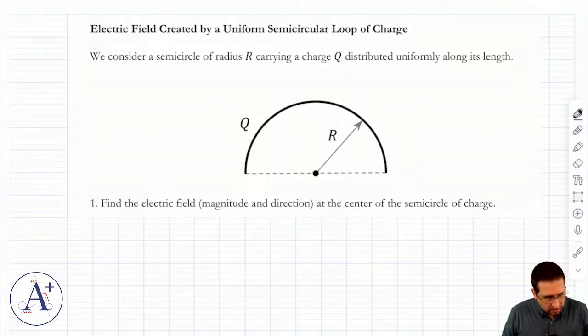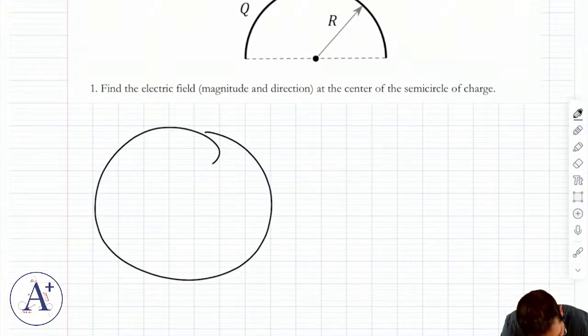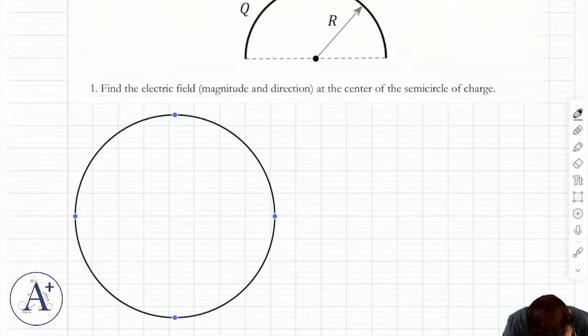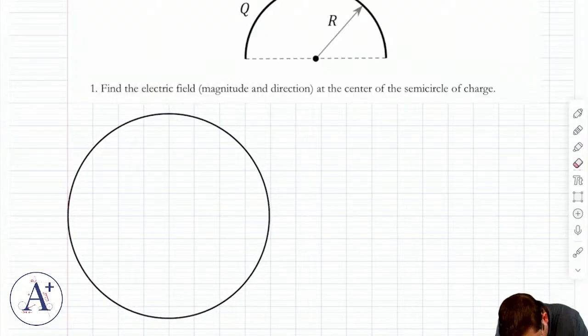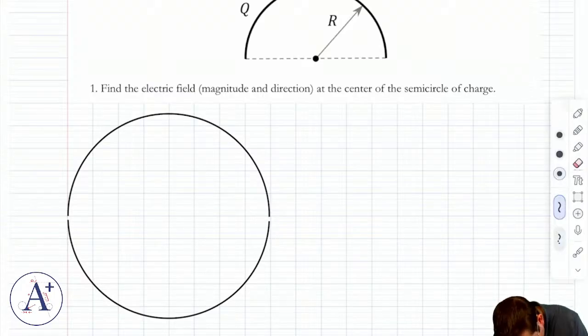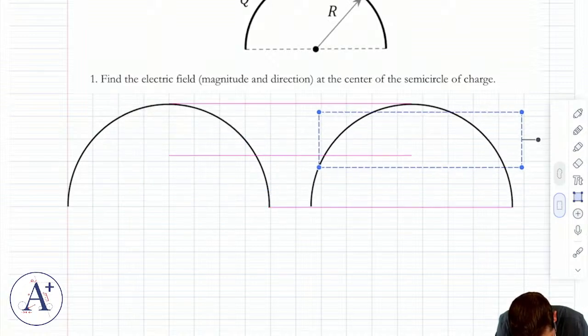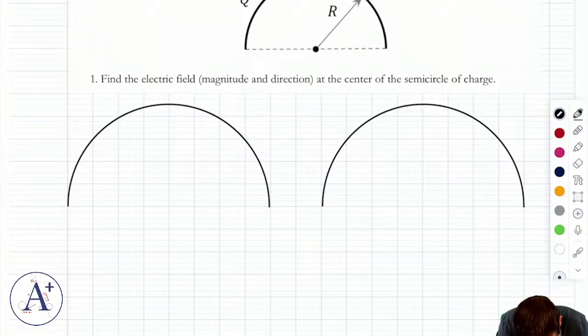Okay, so let's do a little bit of prep work here because we're going to need to look at two figures to really understand what's going on. So I'm going to draw a semicircle of charge here. And I'm going to make a copy here. Okay, and we'll see why. All right, so here, and here is the center.